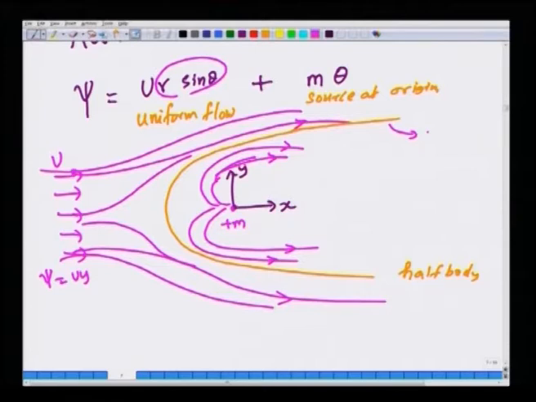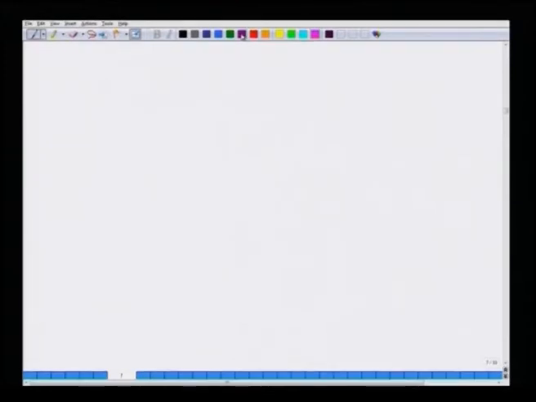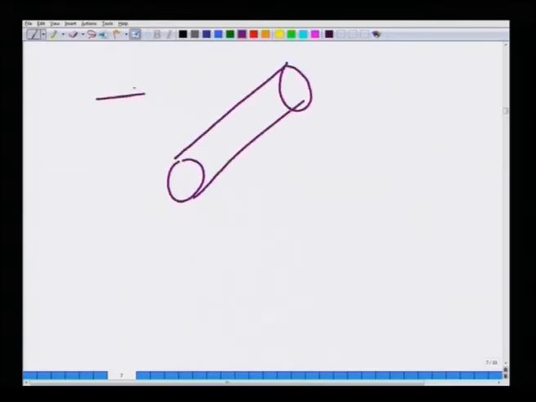Along the same lines, we are now going to understand potential flow past a cylinder. It is a very important problem. Essentially you have a long circular cylinder, and fluid is flowing like this.